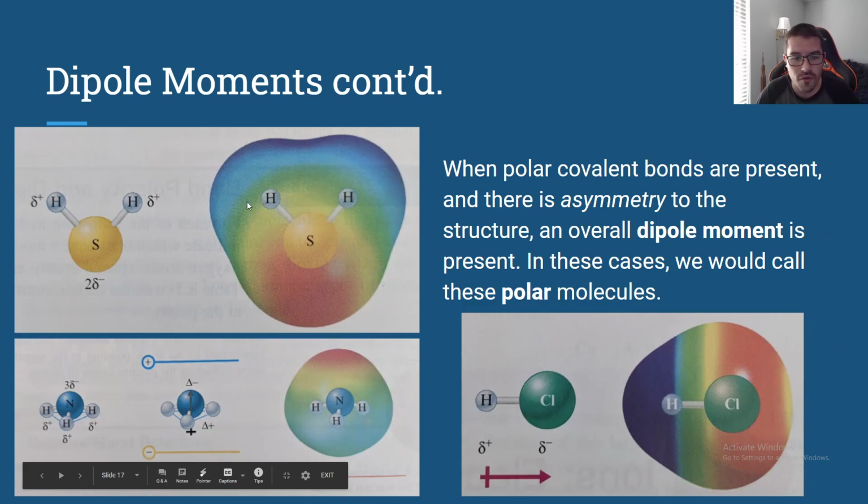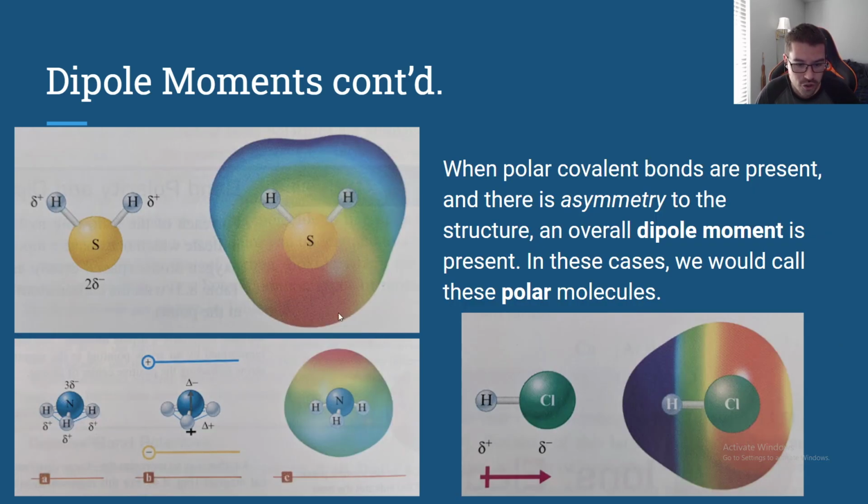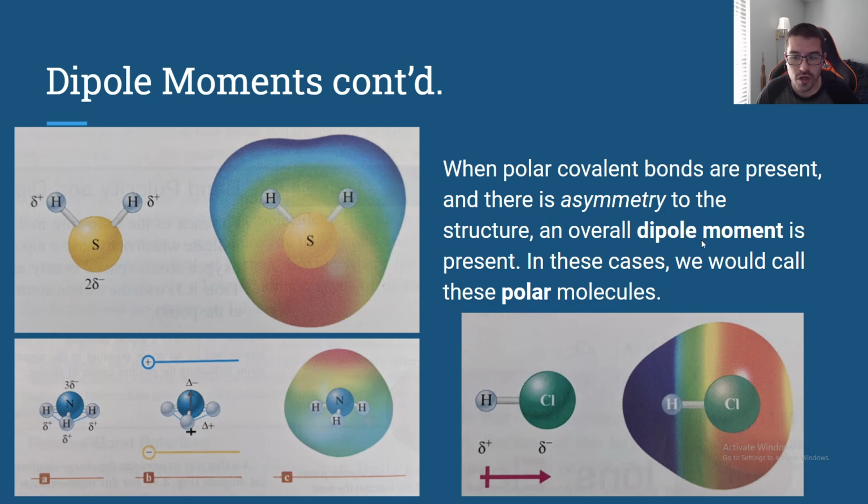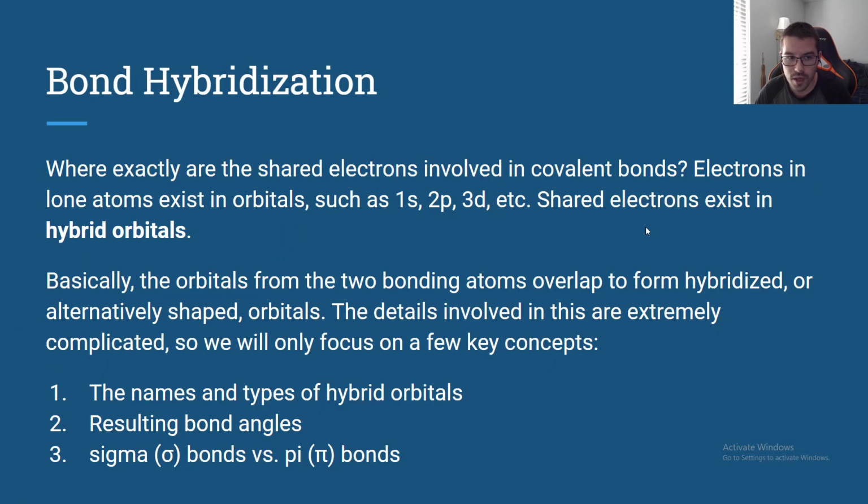You need some sort of asymmetry, like a bent shape, a trigonal pyramidal shape, or just a diatomic molecule like this. You need some sort of asymmetry in order to have an observed dipole moment: net positive and negative charges on the molecule, okay?